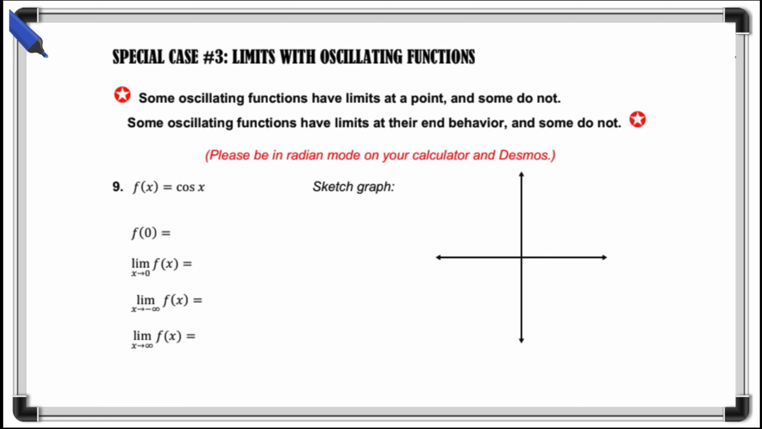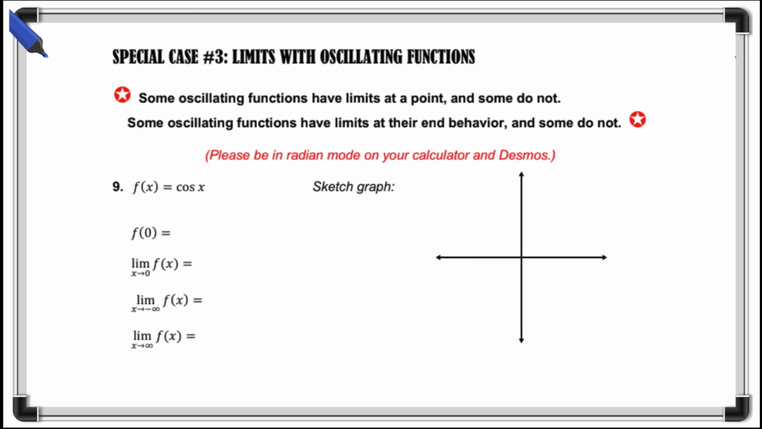Your next special case is limits with oscillating functions. Again, oscillating just means that it's sort of repetitive back and forth, so you're going to see these waves. Now, some of these oscillating functions have limits at a point and some do not. Some of them also have limits at their end behavior and some do not. As you graph this, whether it is in your calculator or in Desmos, you want to make sure, especially with these trig functions, that you are in radian mode.